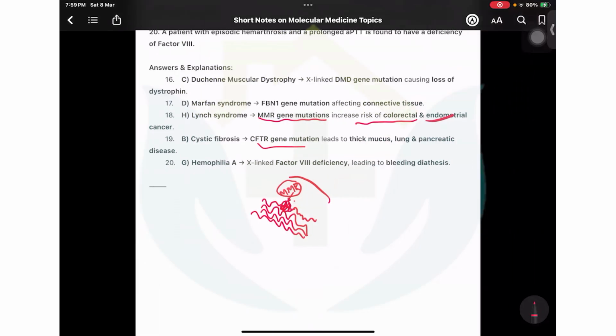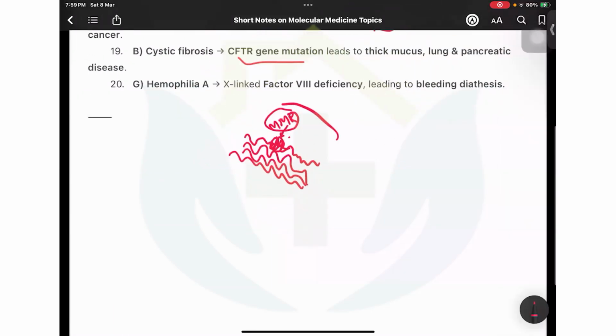Same way, cystic fibrosis gene mutation leads to cystic fibrosis. Anyone who has a good knowledge about cystic fibrosis as a genetic disease? Somebody wants to share? Yes. Go on.